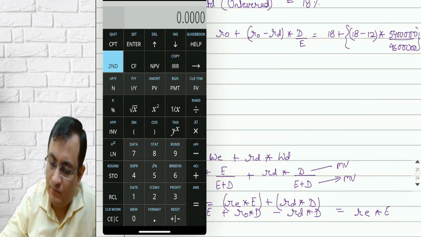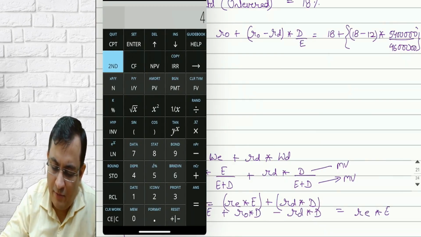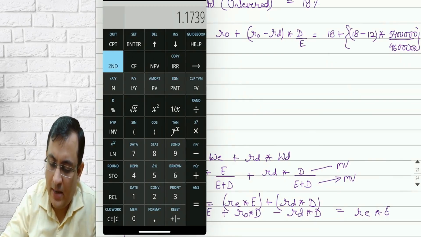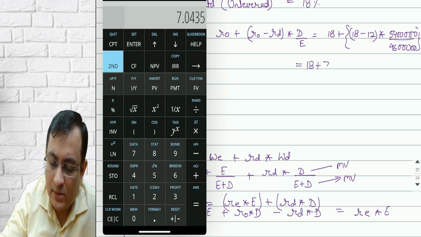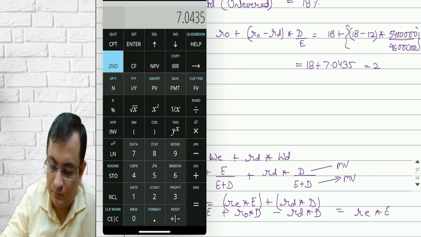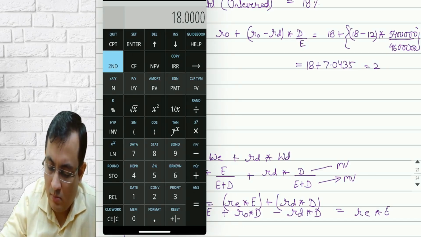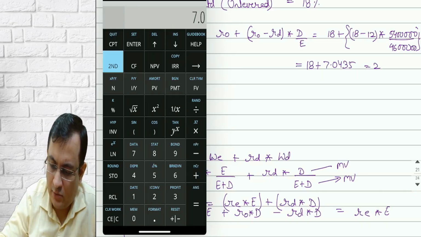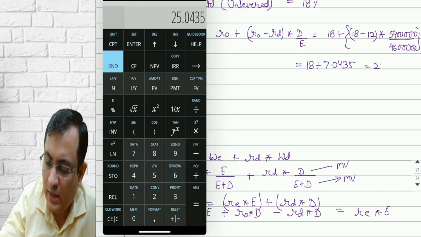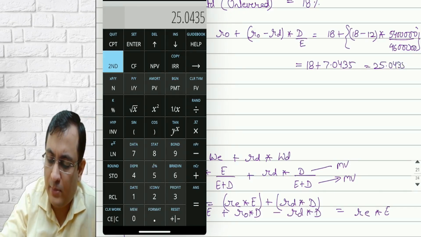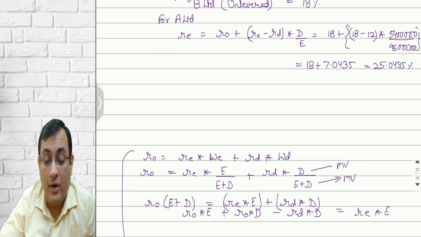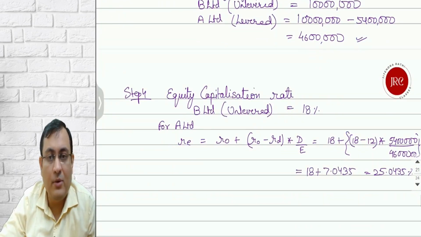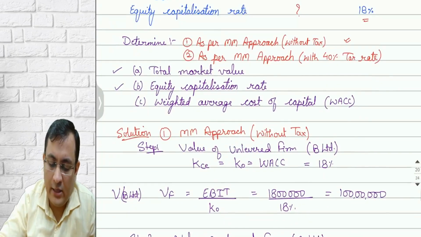It is 54 divided by 46 multiplied by 6. So it is going to give 18 plus 7.0435, that is equal to 25.0435%. This is your cost of equity for your levered firm. Step number 4. Now, next part, what is the WACC?